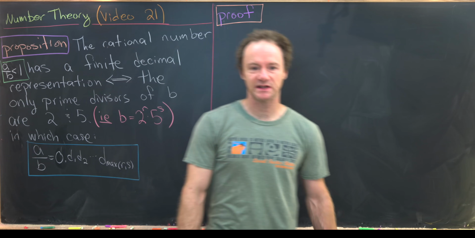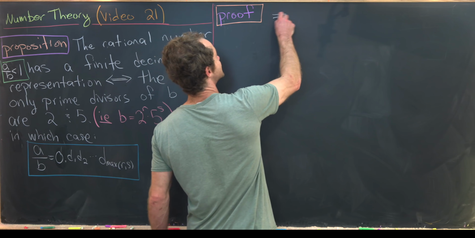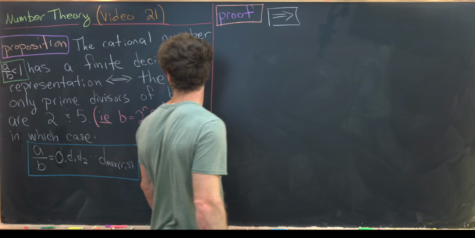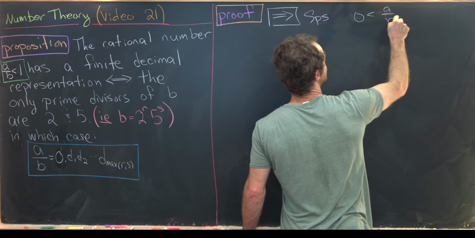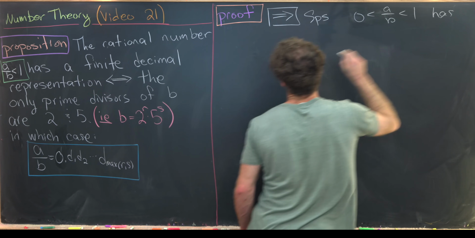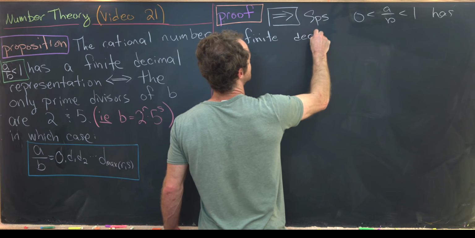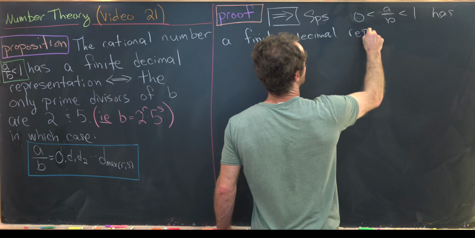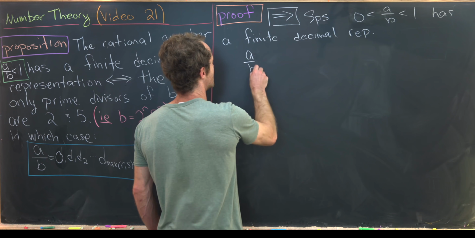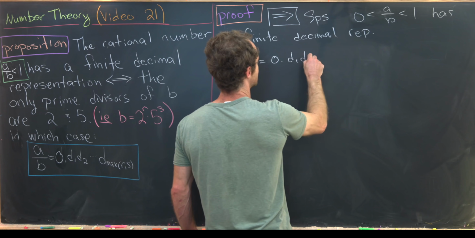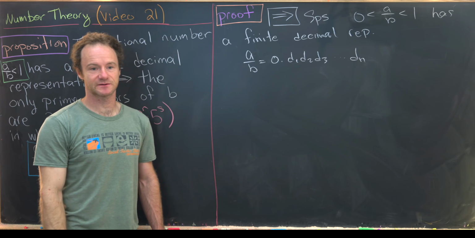Okay, great. So let's maybe look at this proof. Notice we have an if and only if statement, so we have two things to prove. Let's start with the forward direction. So in other words, we're going to suppose that a over b, which is between 0 and 1, has a finite decimal representation. Okay, but that means that we can write a over b as 0.d1, d2, d3, all the way up to dn, and then that stops.